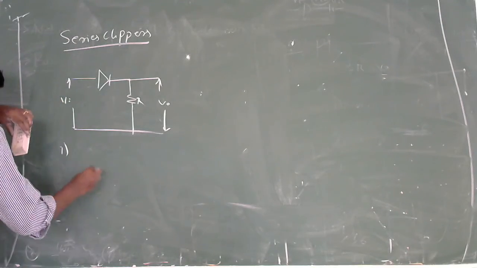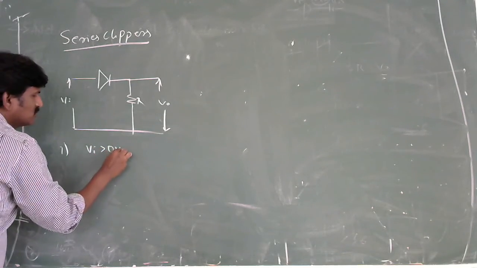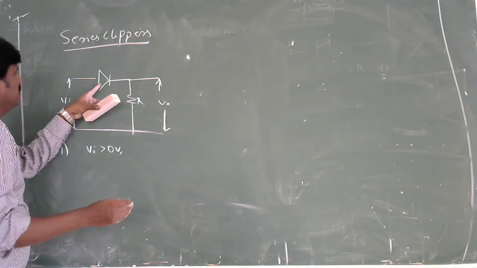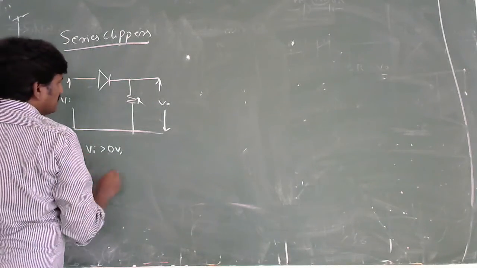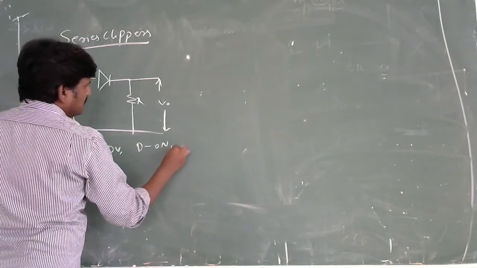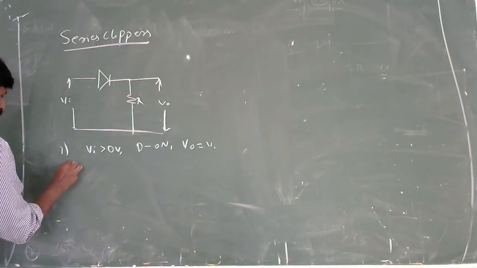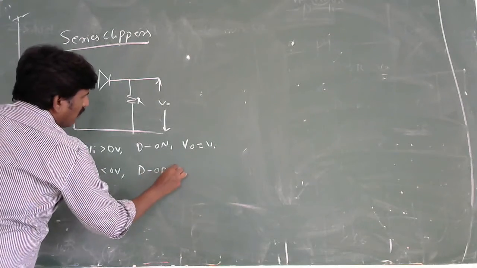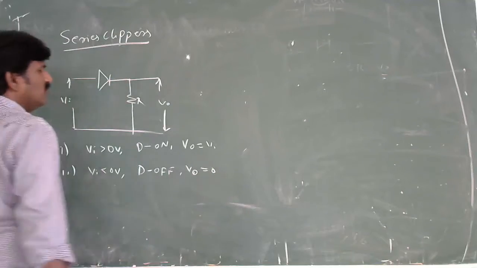First, when Vi is greater than 0 volts, according to the ideal characteristics of the diode, you consider the voltage of the diode to be 0 volts. Then VA is greater than 0 volts, the diode will become on, and V naught follows VA. And if Vi is less than 0 volts, then the diode will become off and V naught is equal to 0.